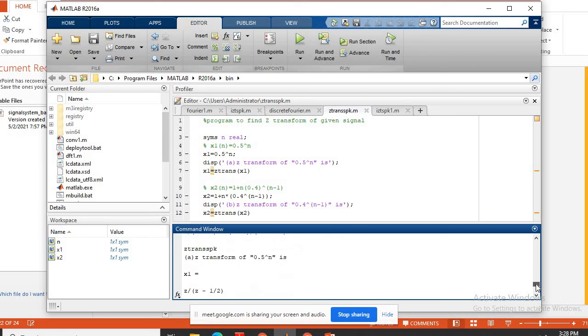So this is our first one, which we studied, a raised to n. The Z transform of 0.5 raised to n u[n] is z upon z minus a, and here a is 0.5, meaning 1 by 2. So this is your answer. Now here it is the Z transform of 0.4 into n minus 1 raised to n minus 1, so accordingly it is giving you the Z transform. On paper also you can try and solve that. Okay, a simple one. Here is one more.